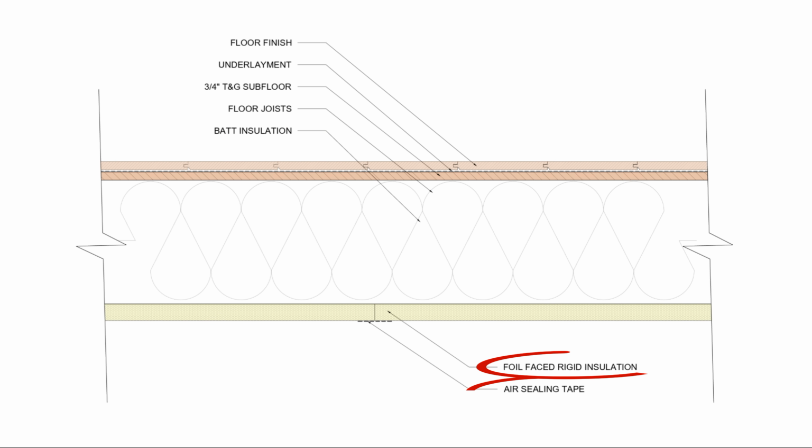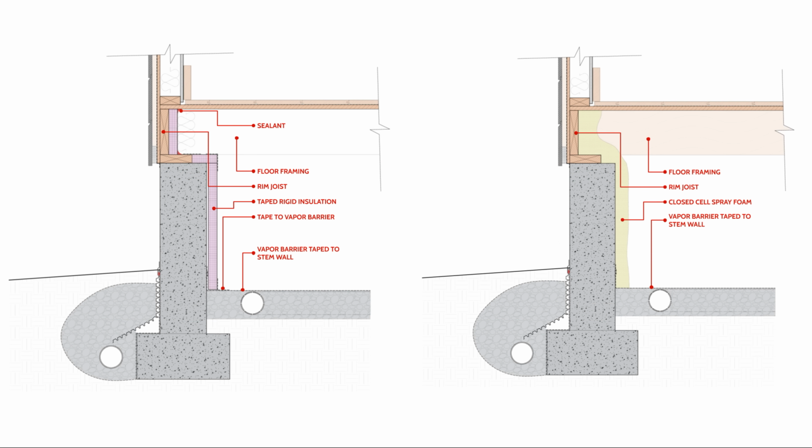I found that taped foil-faced rigid insulation works best here, since it not only provides a vapor barrier and air control, but it provides a nice thermal break as well, and it's lightweight. If you're building a conditioned crawl space, you don't actually need this additional vapor barrier since you're essentially building a mini basement. Now, let's talk about slabs.